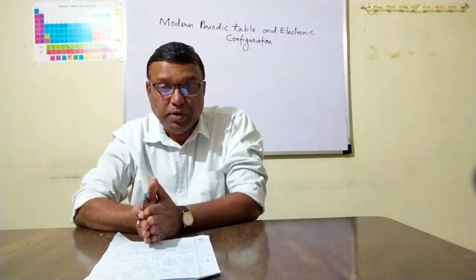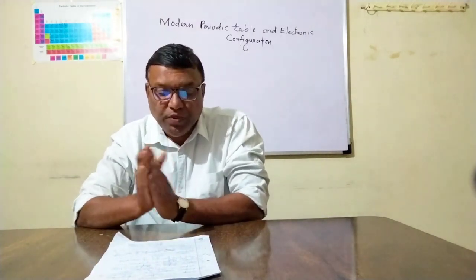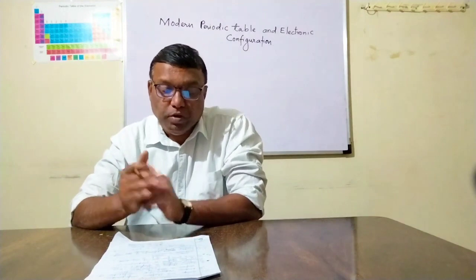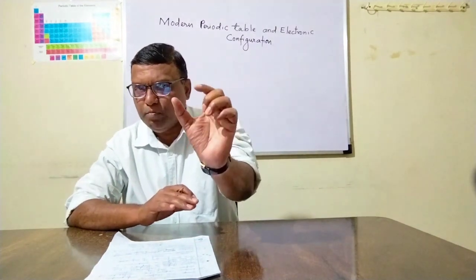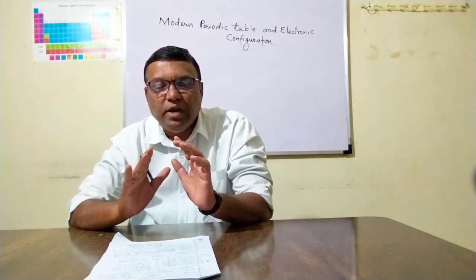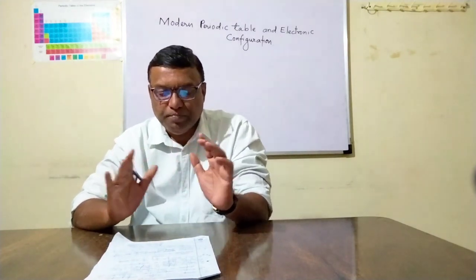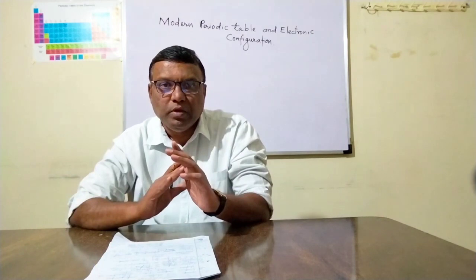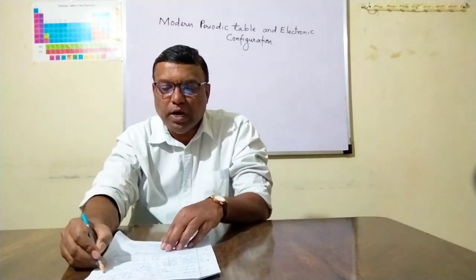I will tell you how the number of orbits increases. Let us take one example. What is the point? Let me remind you. As we go down in a particular group, take the example of group number 1. Group number 1 is called alkali metals.